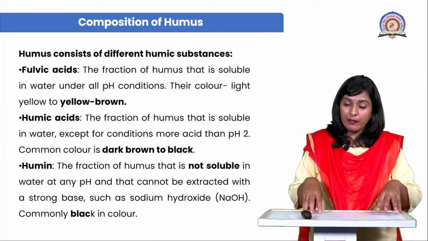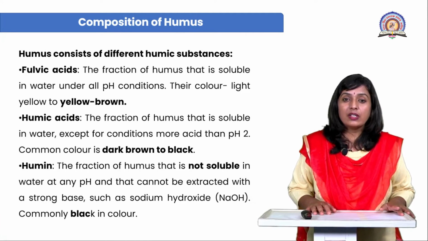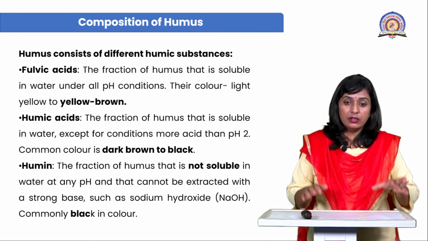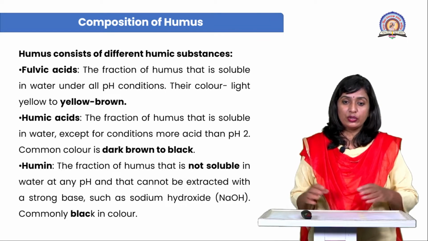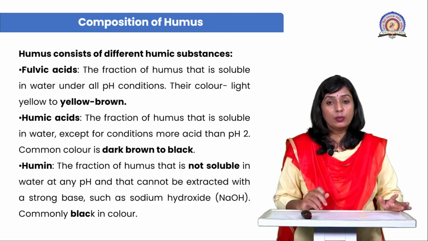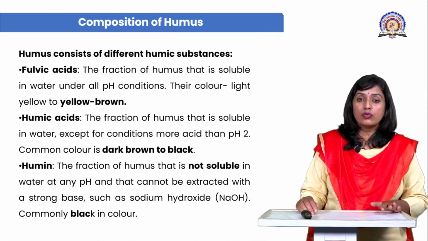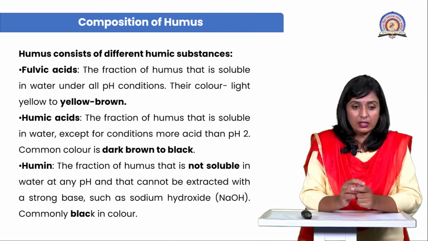So humic acid requires what? A very acidic pH. It requires a very acidic pH, near about 2 or below 2, highly acidic pH. Only then is it soluble in water. That is said to be the humic acid, and the humic acid is dark brown to brown in color, right? Dark brown to brown in color.